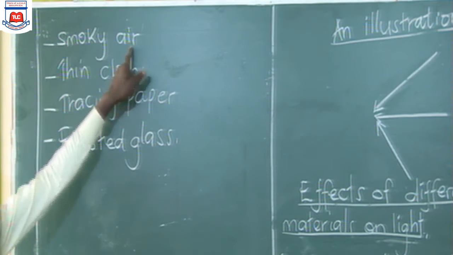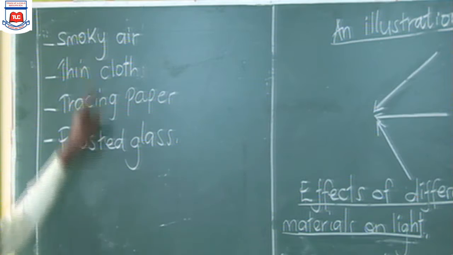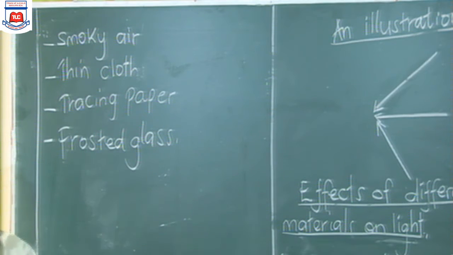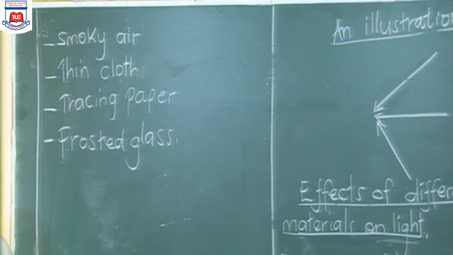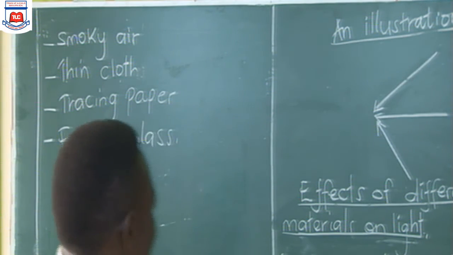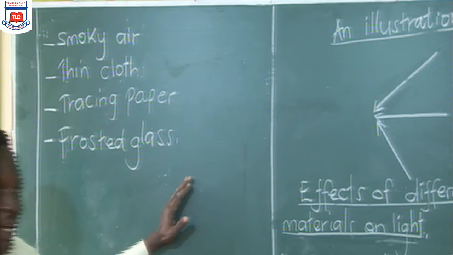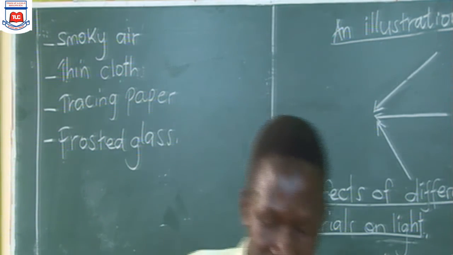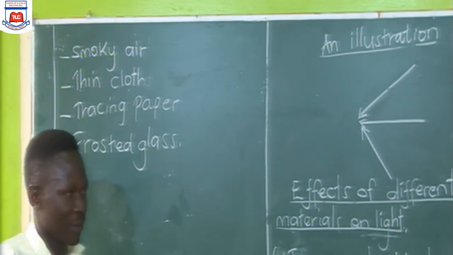We have smoky air, that is the air which has been contaminated with smoke. So when smoke diffuses into the atmosphere, it of course finds air there and contaminates it, making it smoky or to have too much smoke. So we also have thin cloth. We have clothes which are heavy and those which are thin. An example is my cloth. My cloth is thin. It can only allow very little light to pass through it because it is thin, not heavy.